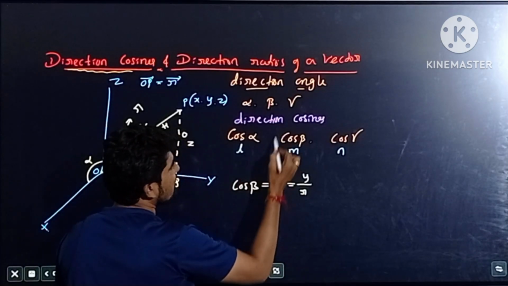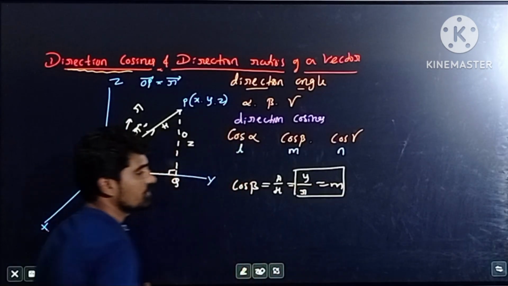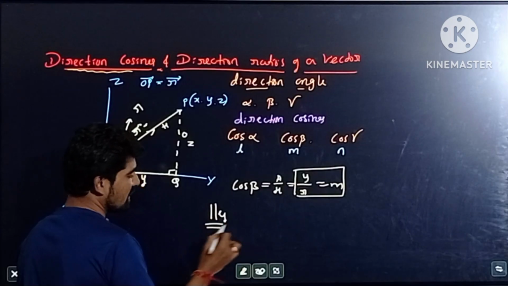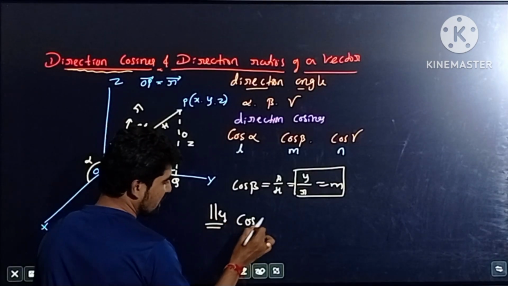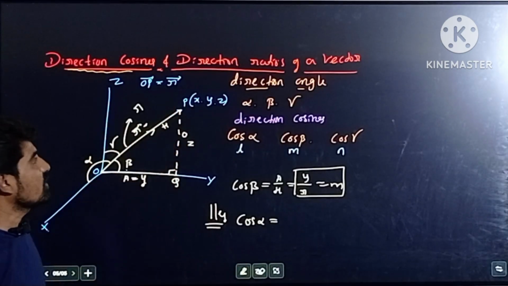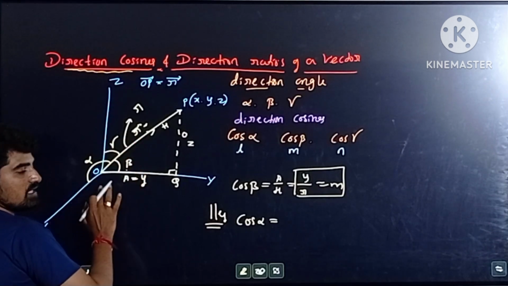Therefore, as you know that cos beta is equal to m, hence the value of m is equal to y by r. I hope all of you are understanding. Similarly, you can find the value of cos alpha, definitely equal to what? X divided by the magnitude of the r vector, because alpha is the angle made by this vector with the x axis.